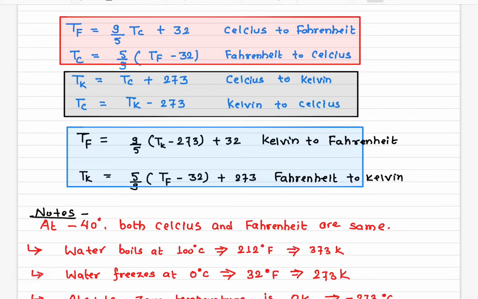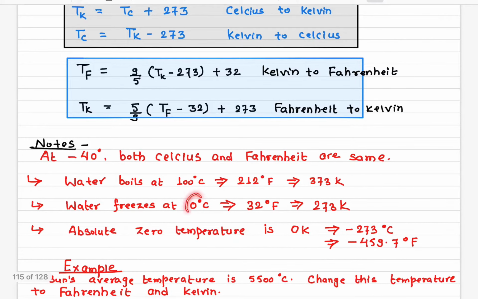Two other things you need to remember: water boils at 100 degrees Celsius, which is exactly 212 degrees Fahrenheit, and in Kelvin this is 373 Kelvin, so you just add 273. Similarly, water freezes at 0 degrees Celsius, which is equivalent to 32 degrees Fahrenheit, and in Kelvin this is 273 Kelvin.